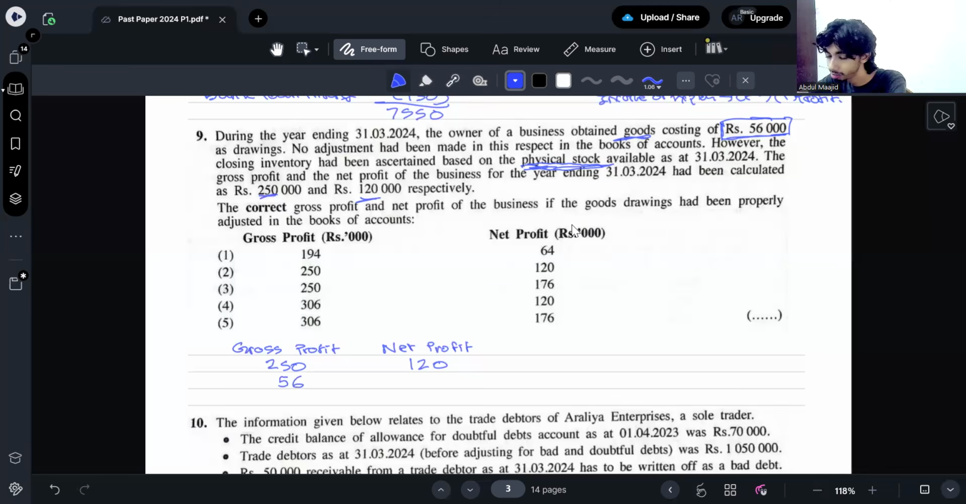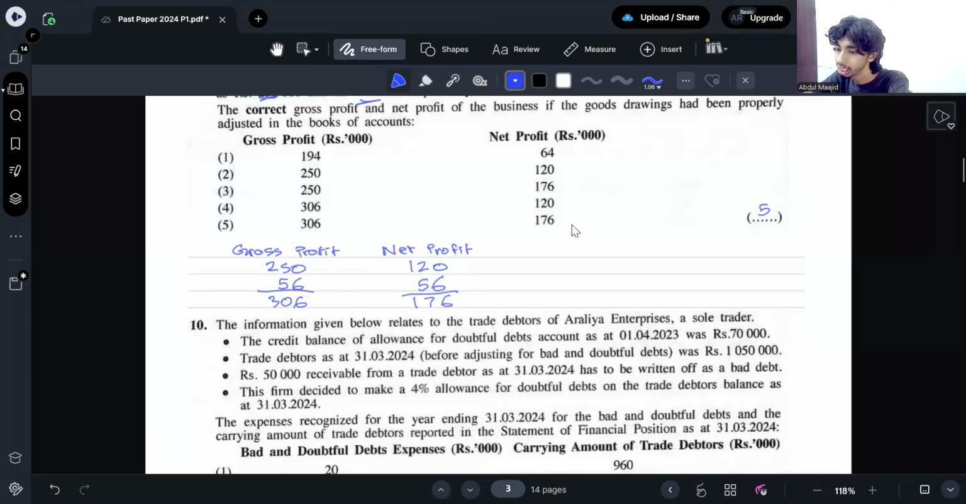Gross profit plus 56. And now, because your gross profit is increasing by 56, automatically your net profit also will increase by 56. Whatever affects the gross profit will automatically affect the net profit as well. Therefore, what's the answer? 306 and 176. That will be answer number 5. Then the 10th one.